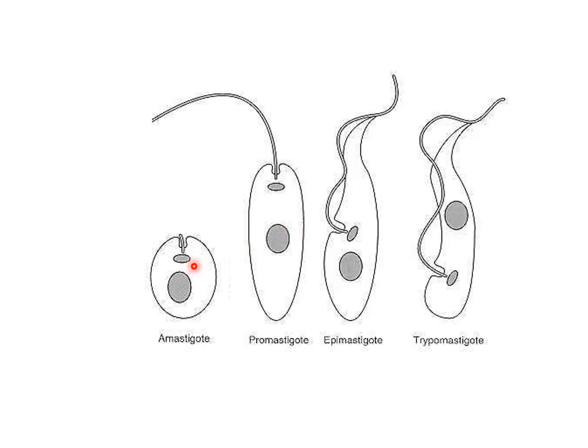Now, if we go back to the position of the kinetoplast as compared to the nucleus, the kinetoplast in amastigotes, promastigotes, and epimastigotes is anterior, while in trypomastigote stages, this kinetoplast is posterior as compared to the nucleus.